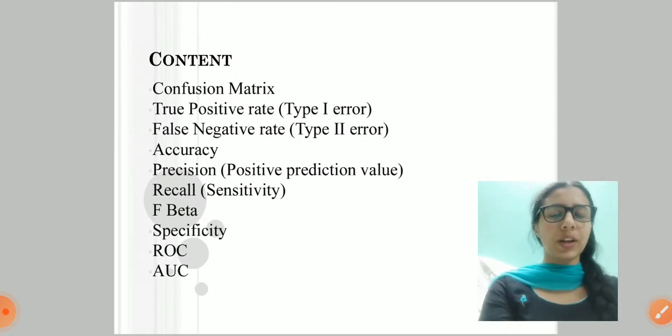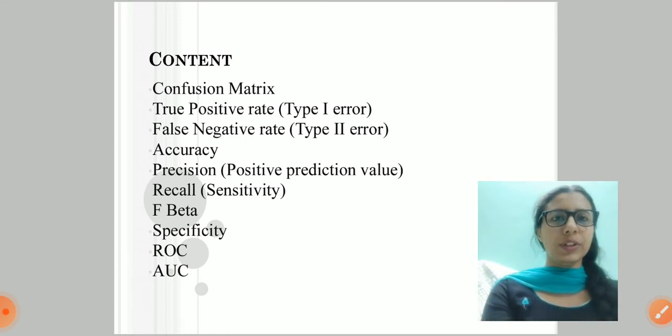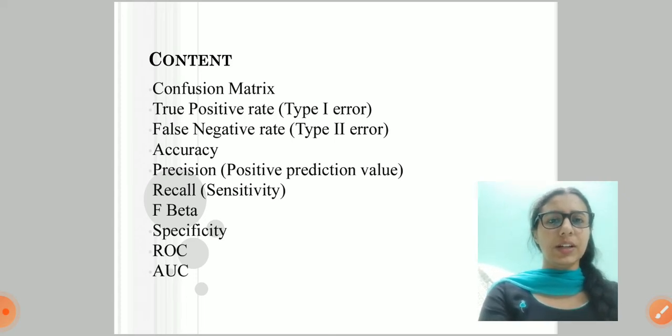So, in this video, I'm going to explain first of all the confusion matrix, and then the true positive rate, that is the type 1 error, and the false negative rate, that is the type 2 error, and we will understand the accuracy and the precision, which is also known as the positive predictive value, and we have a concept like recall, which is also known as sensitivity, and we have the beta score, specificity, ROC, and AUC curve.